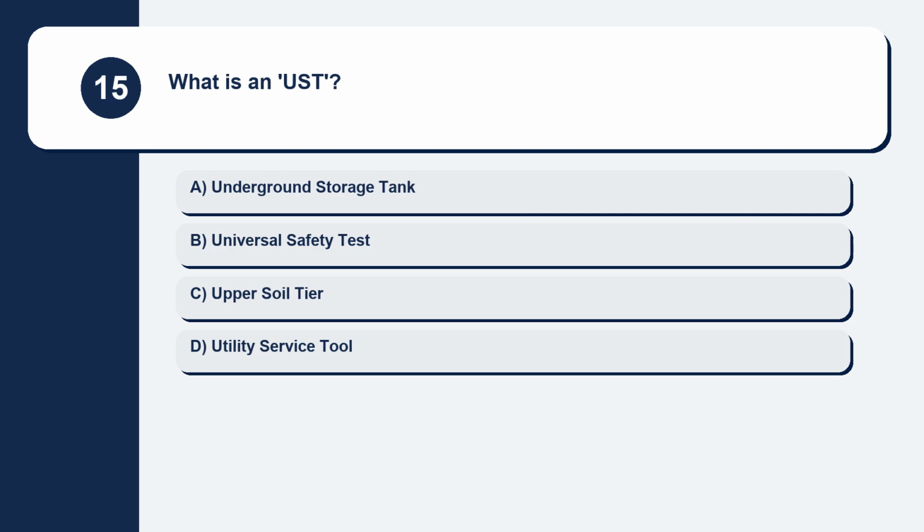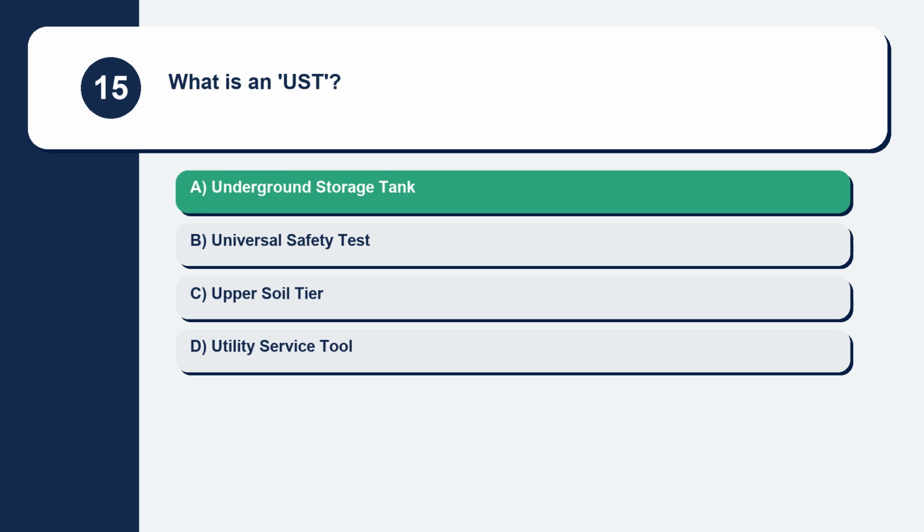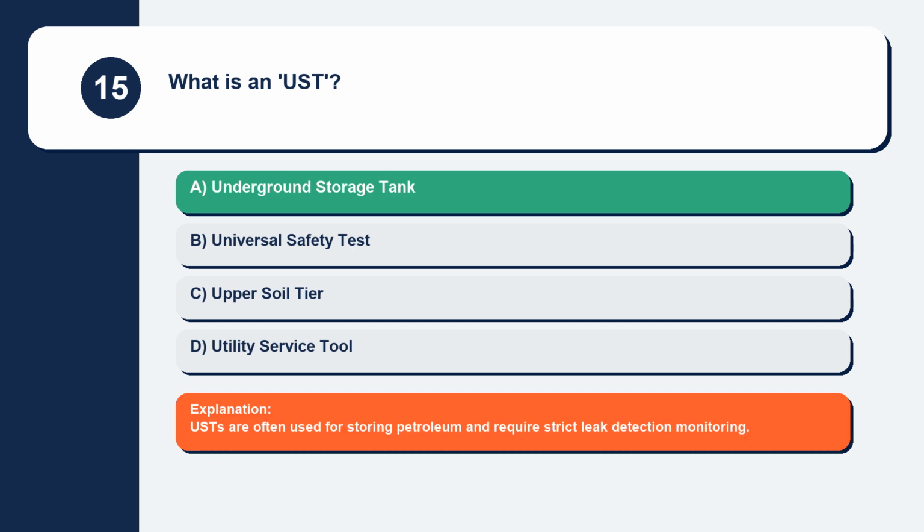Question 15. What is a UST? Underground storage tank. Universal Safety Test. Upper Soil Tier. Utility service tool. USTs are often used for storing petroleum and require strict leak detection monitoring.